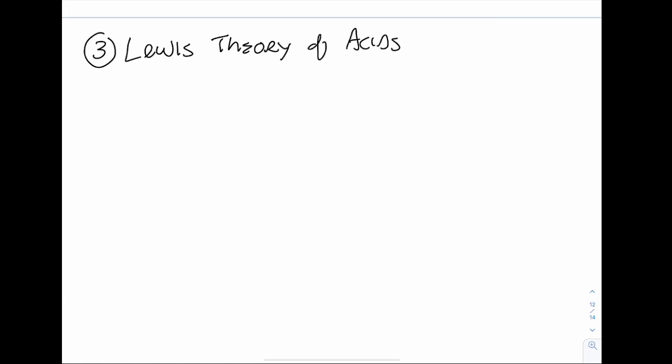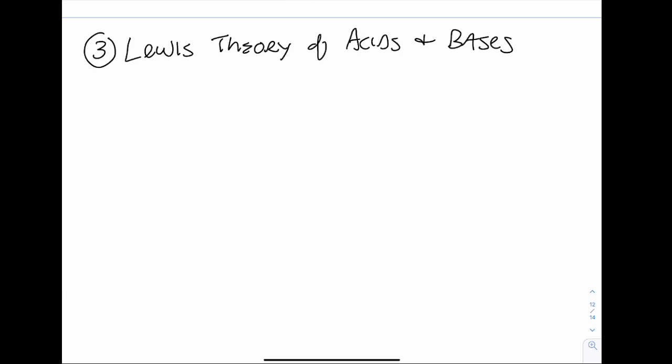In this video, we're going to look at our third theory of acids and bases. Remember, we had Arrhenius theory and then Bronsted-Lowry, which is what we've spent most of our time on, and Lewis is our third one. So Lewis theory of acids and bases. And honestly, though we look at Bronsted-Lowry, Lewis is really what we're going to use mostly in this course.